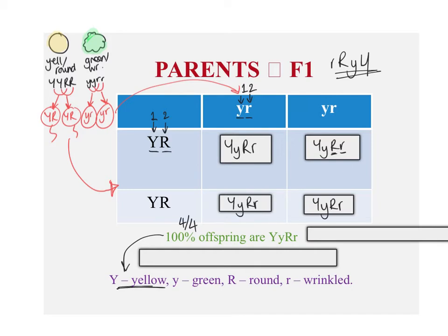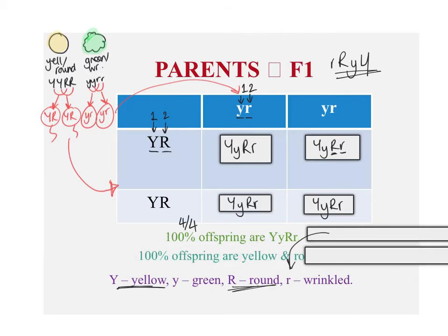Okay, so we know that it's going to be yellow. And we've got a big R and a little r there. And again, that dominant trait is going to be seen. So all of our offspring are yellow and round. Okay, that's fantastic. So that is the basics of dihybrid inheritance.